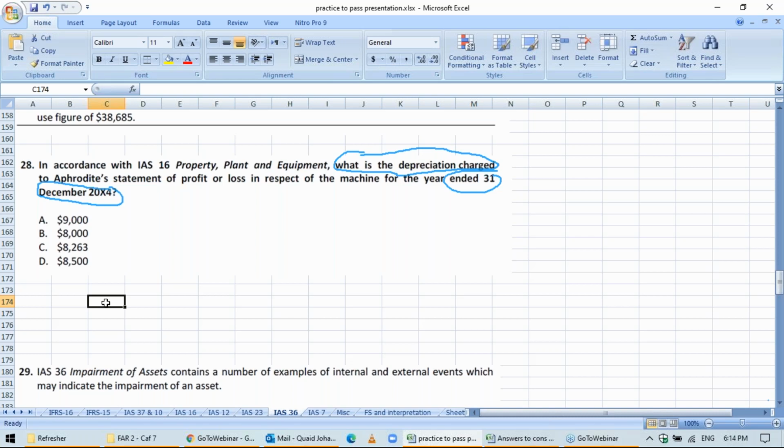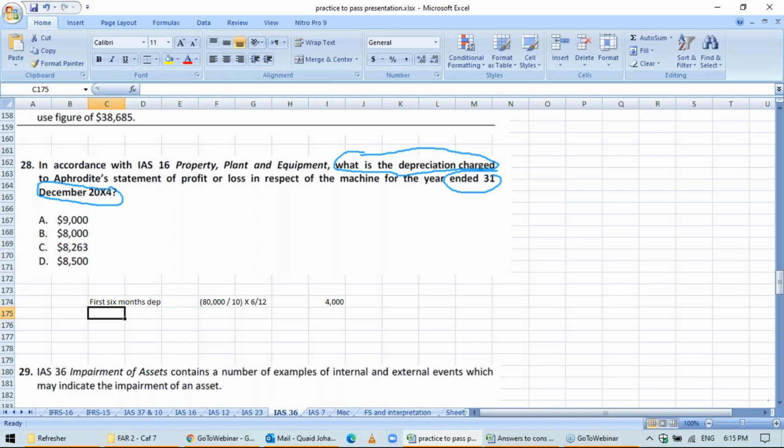So let's do it first for the first 6 months, from January till June. So first 6 months depreciation is going to be calculated on 80,000, as in the first 6 months the revaluation was not conducted. So take the depreciation for 6 months, which will be 4,000. Then the revaluation occurs on 1st of July 2004.